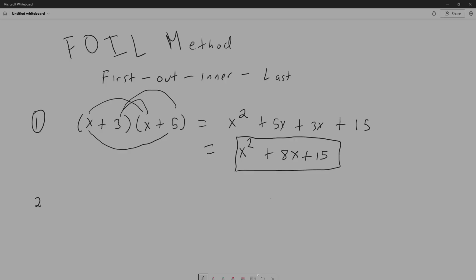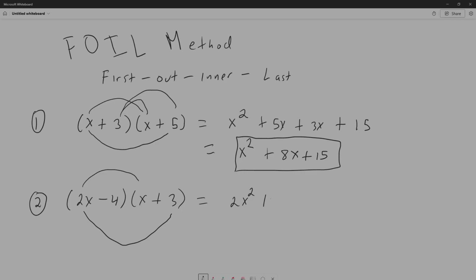In example number 2, we're going to do 2x minus 4 times x plus 3. Again, we're gonna do first, so that will be 2x times x, so that's equal to 2x squared.